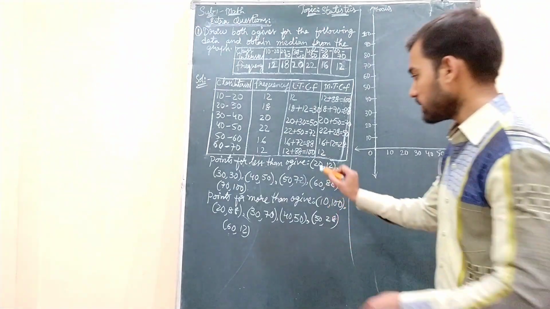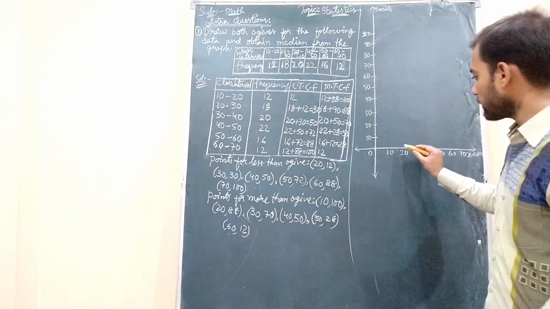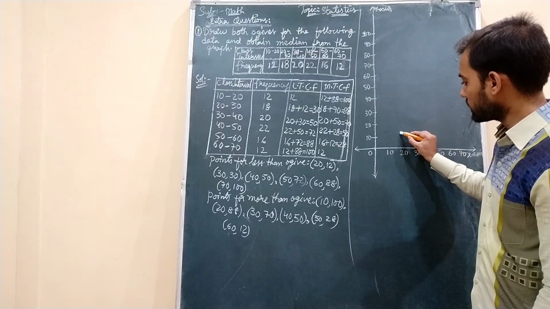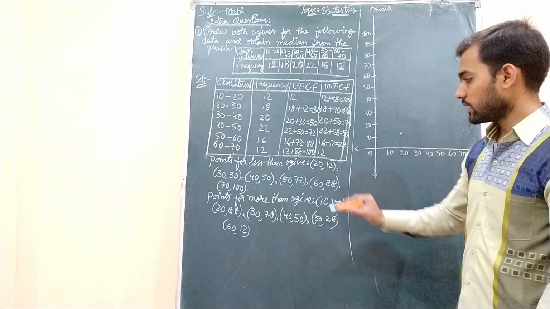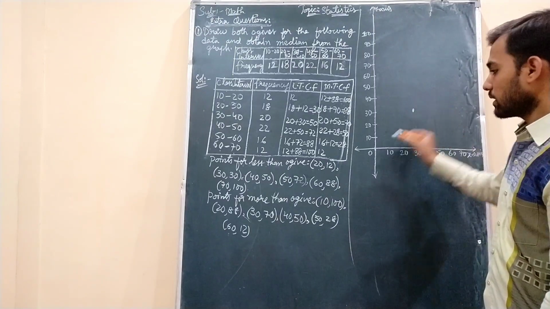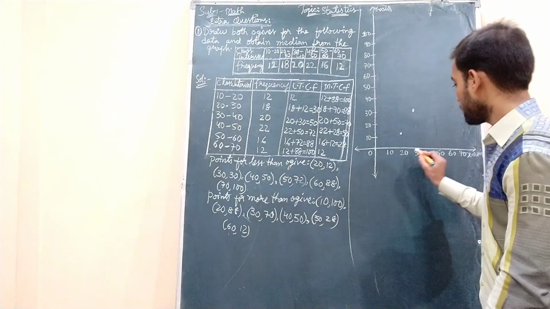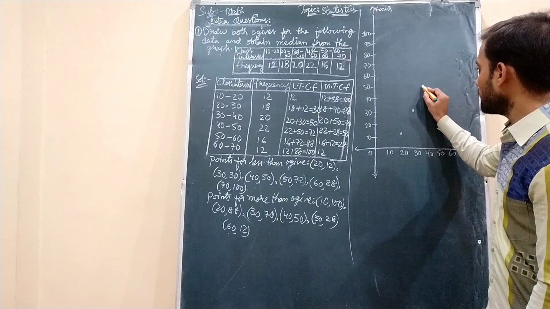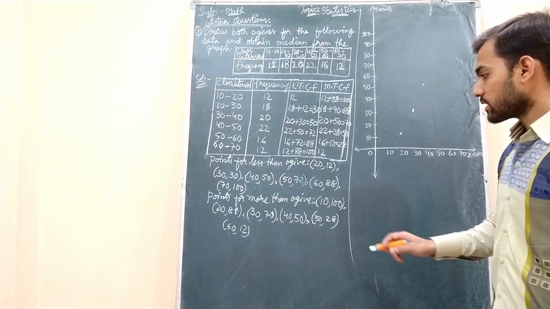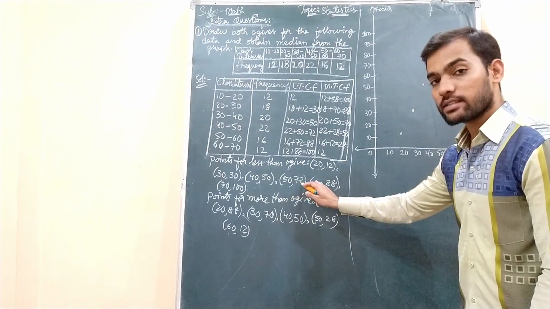for less than ogive. First point in less than ogive is 20, 12. On 20 we need to plot at 12. So above 10, second line is 12. Then next point is 30, 30. On 30, 30. Then 40, 50. On 40 you need to go till 50. The next point is 50, 72.